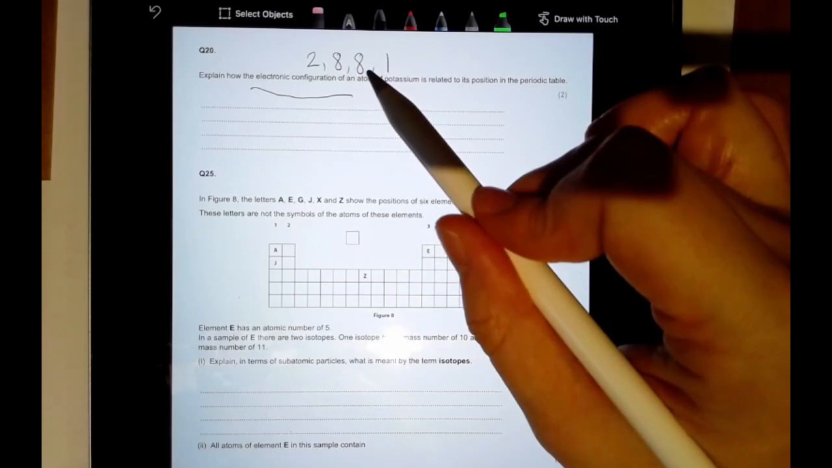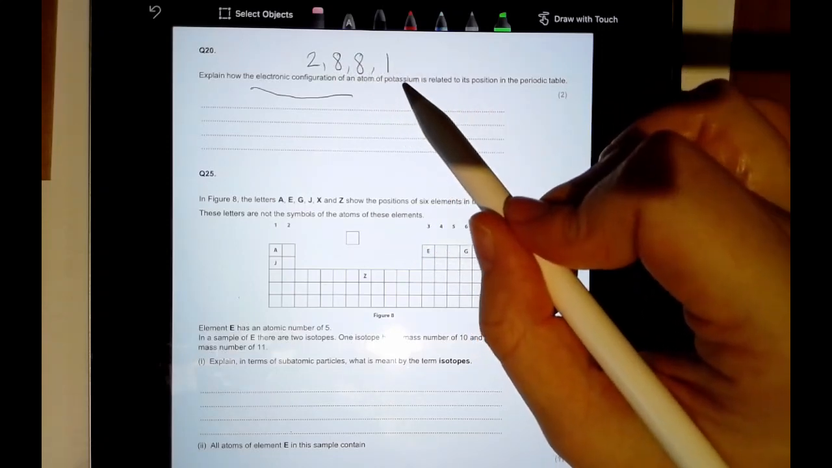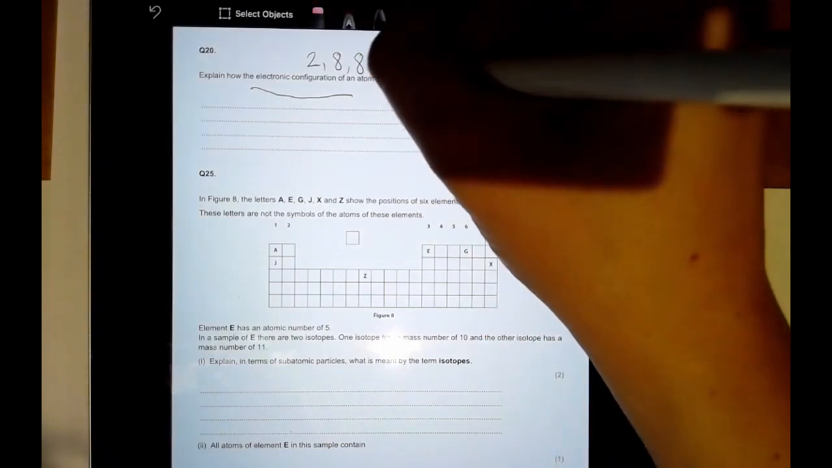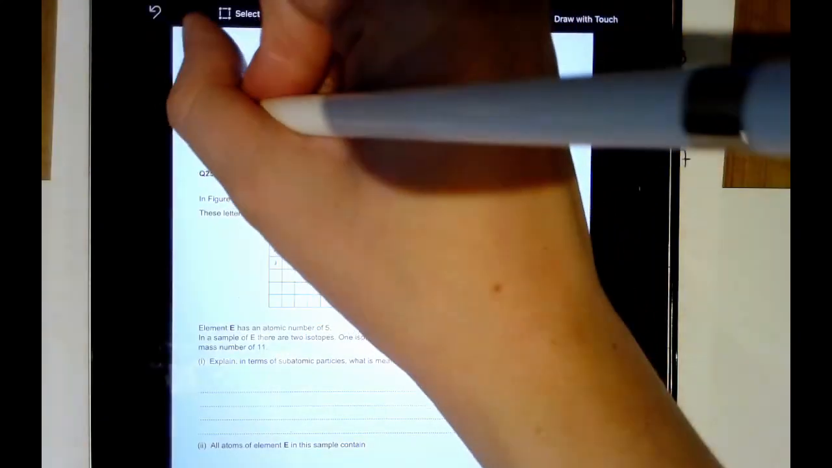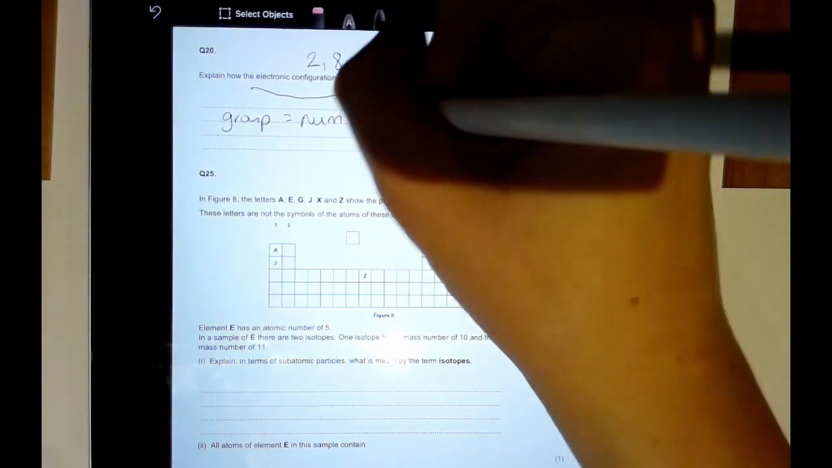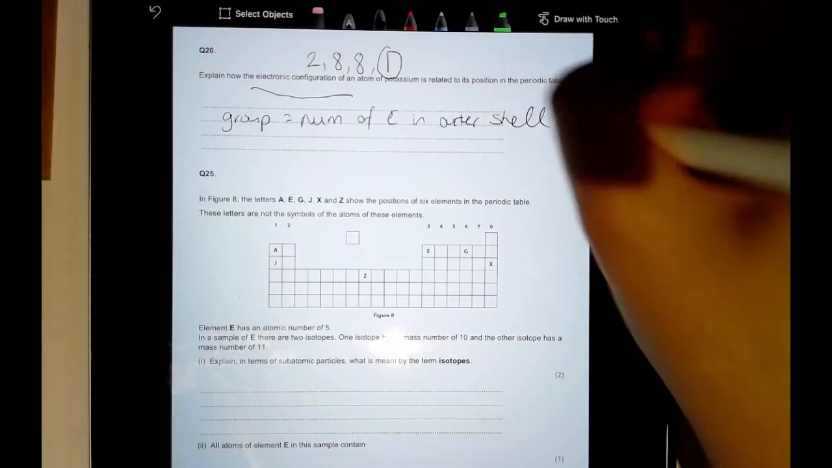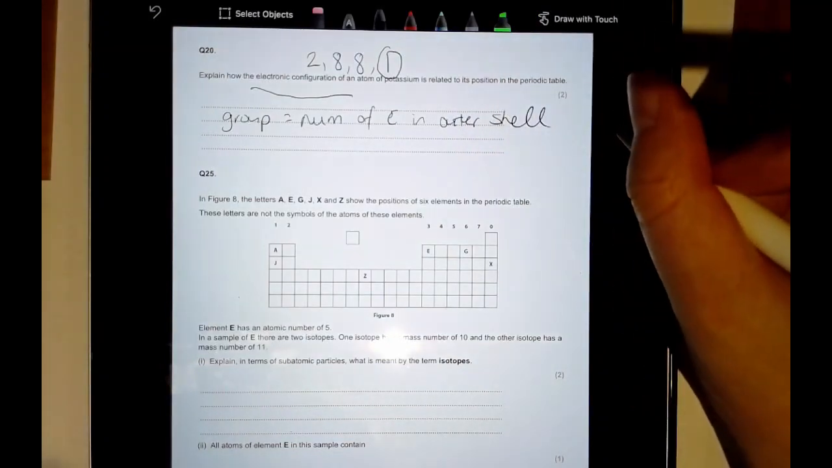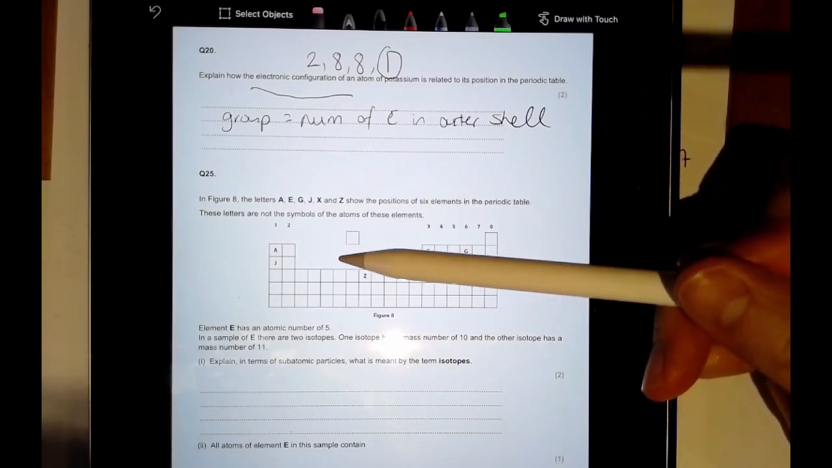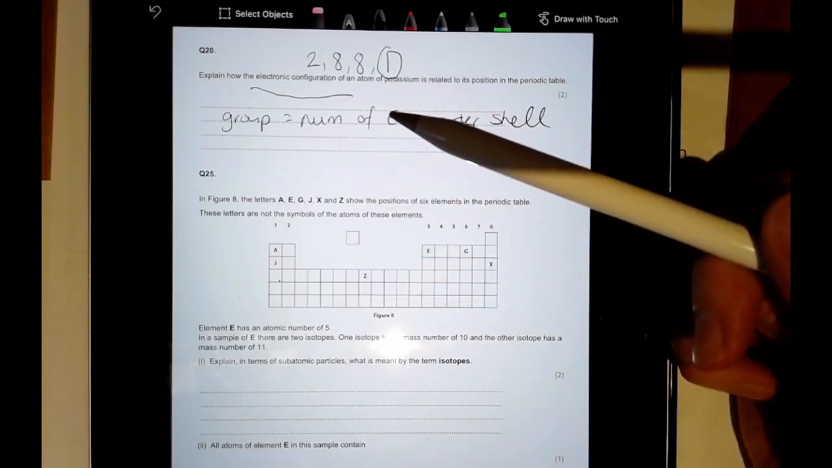How does the electronic configuration relate to its position in the periodic table? Well, in the periodic table, potassium is found in group 1. If I use the electronic configuration, I can see that there is 1 electron in the outer shell. So I'm going to write that the group is equal to the number of electrons in the outer shell. If I look at the periodic table as well, the other thing I'll see is potassium is in period 4. Periods are the rows that go across. You've got 1, 2, 3, 4. Potassium is found here. And if I look at the electron configuration, where can I get 4 from?